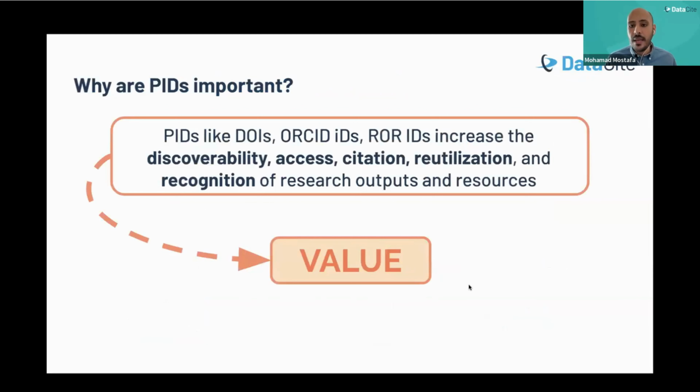So why are PIDs, or persistent identifiers, important? PIDs like DOIs for object items, ORCID IDs for contributors, or ROR IDs for organizations really increase discoverability and accessibility, they improve citability and reutilization, and they support the recognition of research output and resources. So this is the value of using the different types of PIDs within the research workflow.